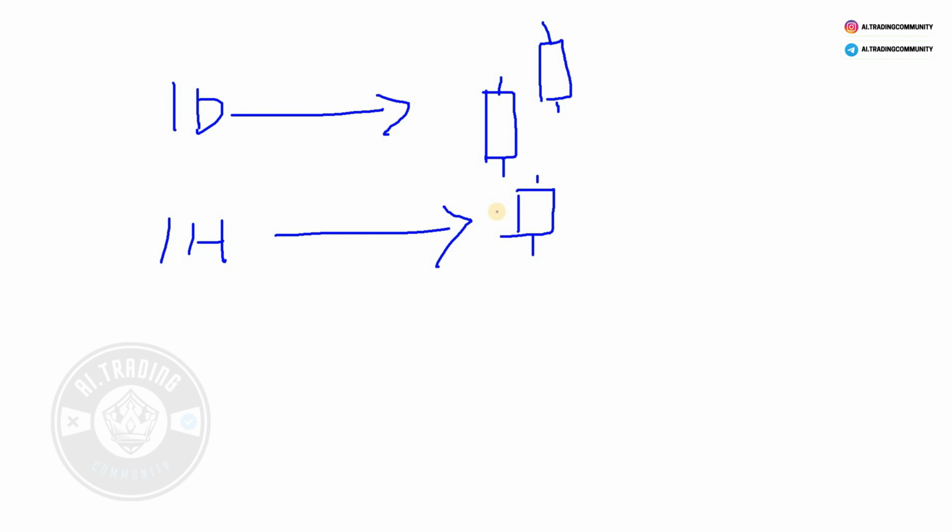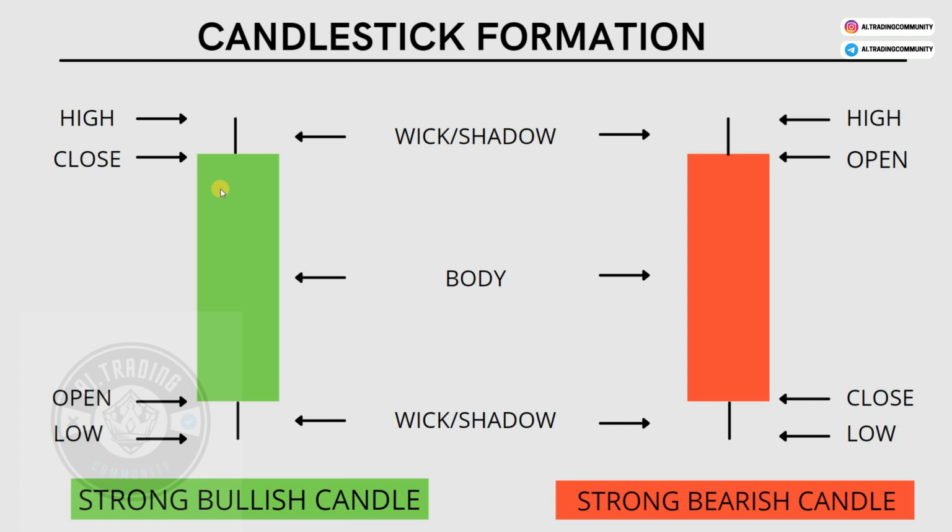During that 1 hour, it will give you the data of the open, high, close, and low of that 1 hour. If you're looking at 1 day, it gives you the data of open, high, low, and close of that 1 day period. So you need to keep that in mind. I hope you are clear. We have green candle and we have red candle. Green represents when the price is going up, and red represents when the price is going down. I hope you're clear with that, and we'll be moving forward.